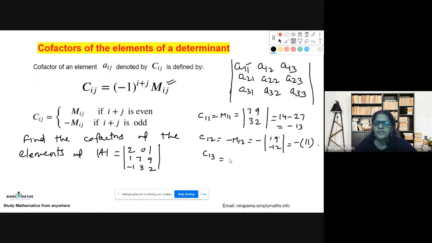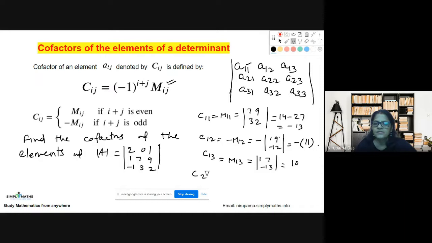C13 means it is M13. First row, third column, we will not take first row, third column. Delete this. 17 minus 13. 17 minus 13. That is equal to 3 plus 7, 10.